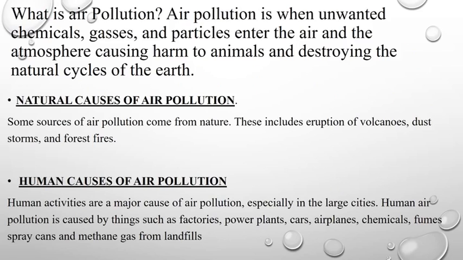Whilst looking at what clean air was, we also have to look at what polluted air is. So what is air pollution? We say air pollution is when unwanted chemicals, gases, and particles enter the air and the atmosphere, causing harm to animals and destroying the natural cycles of the earth. So that is how harmful polluted air can be.